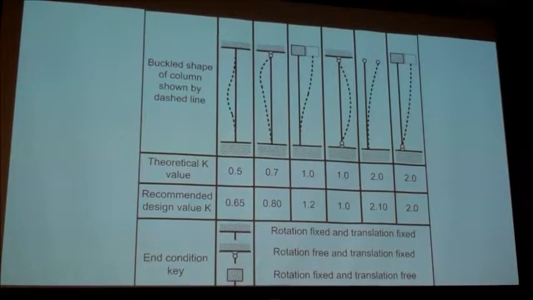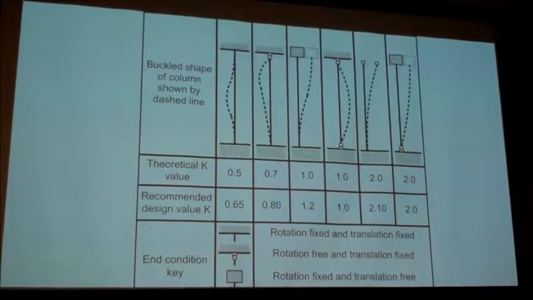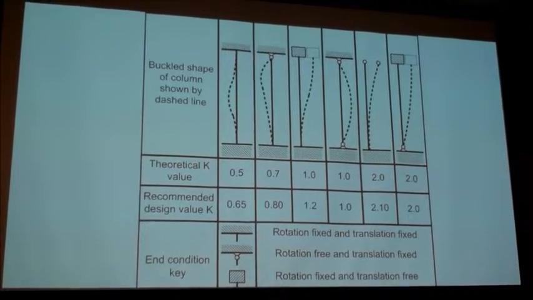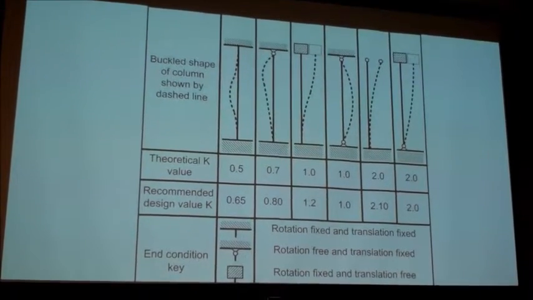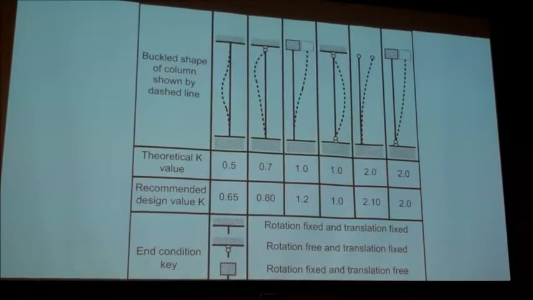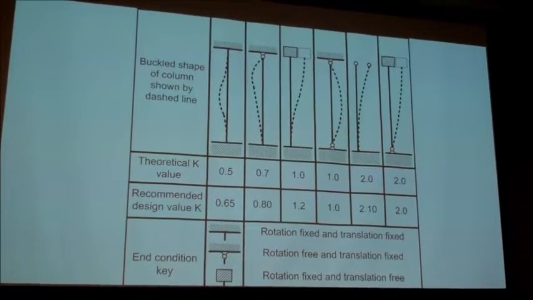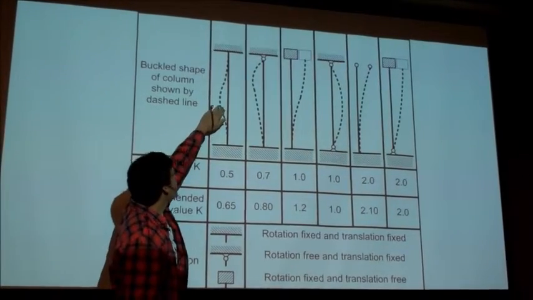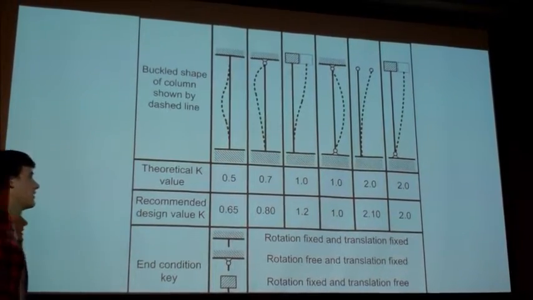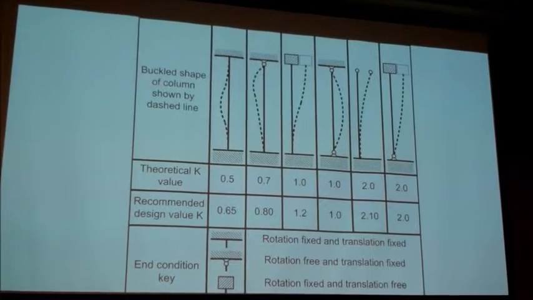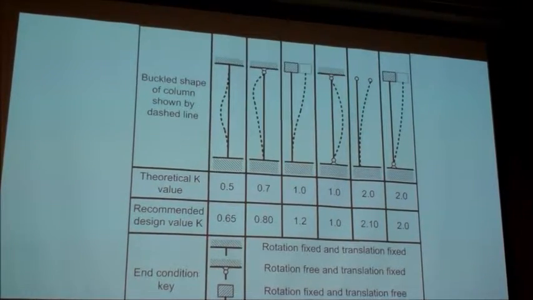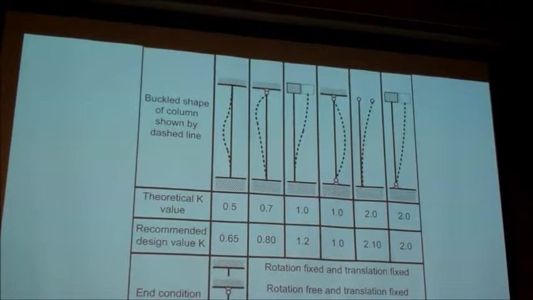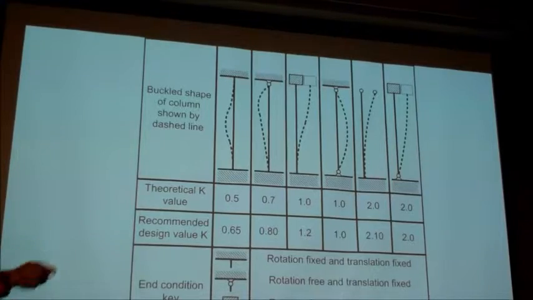So this is in the AISC manual, and you can either use the theoretical K value or the recommended design K value. And normally we use the recommended value because it's impossible to make a column actually theoretical. And so, yeah, we can see that 0.5 here goes from here to here, and those are the points of zero bending moment. And then, yeah, all the other ones are based off of going from the length of zero bending moment to zero bending moment.